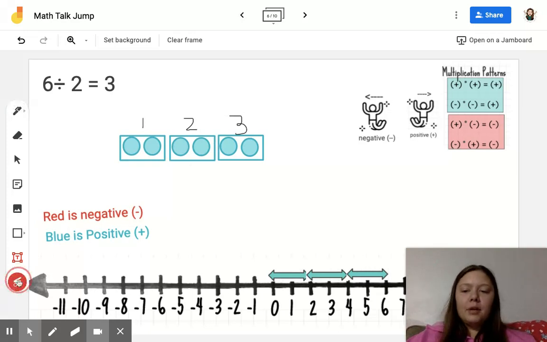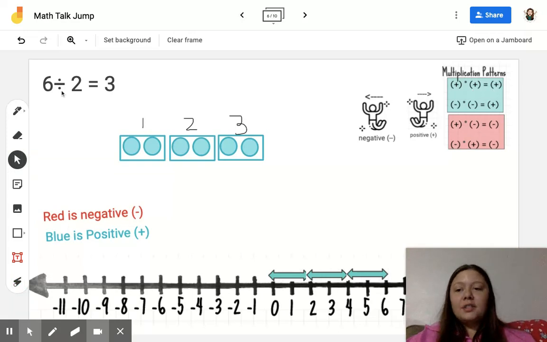We can also think about it on the number line here. How many positive 2's fit in here? Right, 3 of them. This is very closely related to our multiplication patterns, right? A positive times a positive is equal to a positive. A positive divided by a positive is equal to a positive. You're going to find the same patterns here with division because multiplication and division are very closely related.